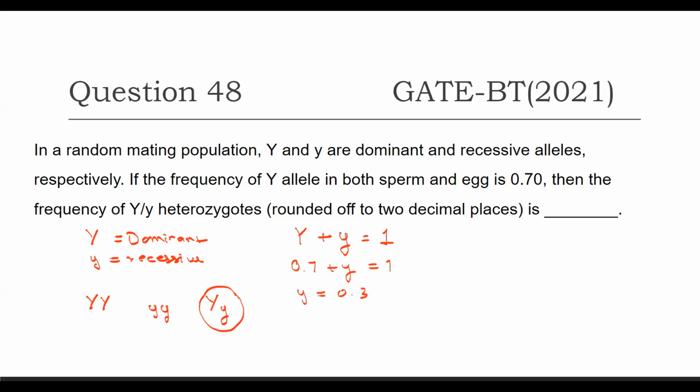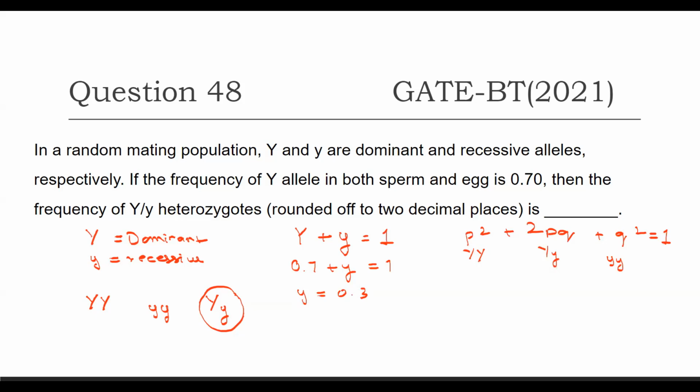Okay. So now that you have the frequency of capital Y and of small y, you can find out the frequency of the heterozygote. So according to the Hardy-Weinberg equation, p square plus 2pq plus q square equals 1. In this case, p square is the frequency of the dominant individuals, that is the homozygous dominant individuals. Q square is the frequency of the homozygous recessive individuals, and 2pq is the frequency of the heterozygous individuals. So again, using this formula, you can find out the frequency of heterozygotes.